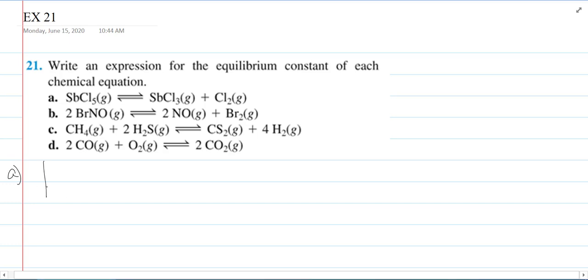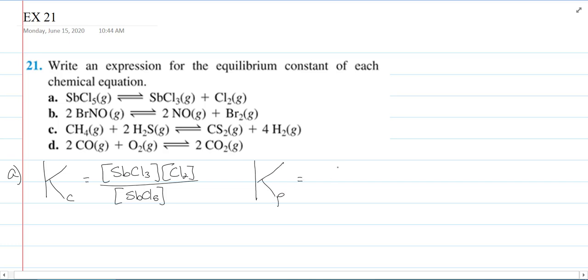I'll do Kc. And Kc will be equal to the concentration of products, antimony trichloride, chlorine gas, all over antimony pentachloride. Kp is equal to the pressure of SbCl3 times the pressure of Cl2 all over the pressure of SbCl5.